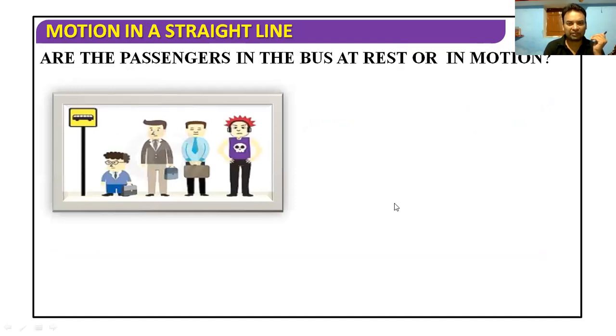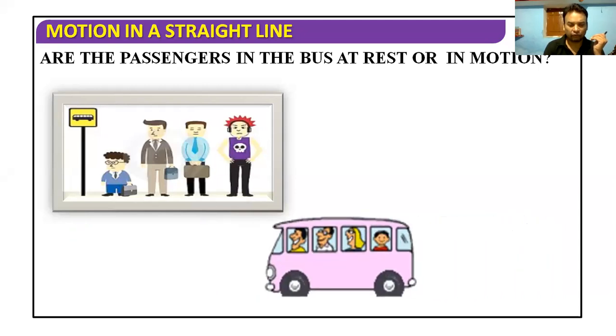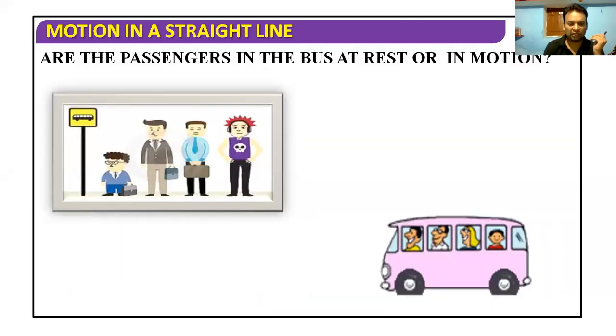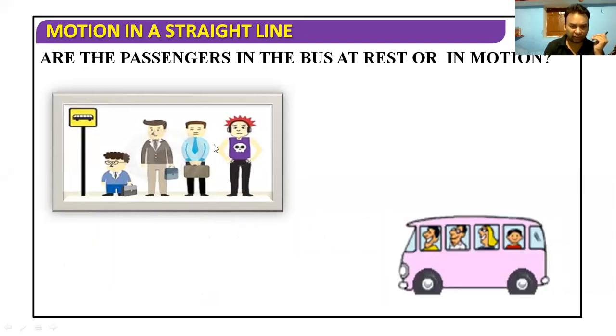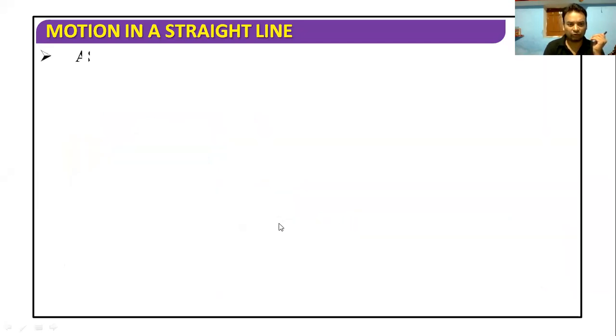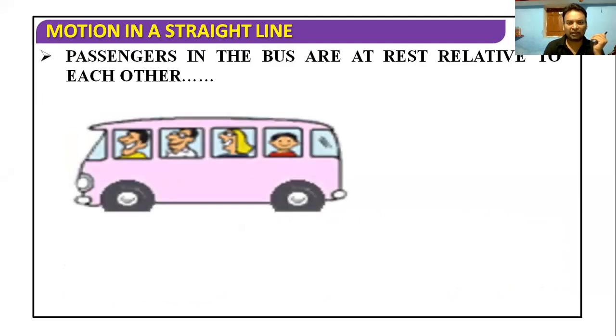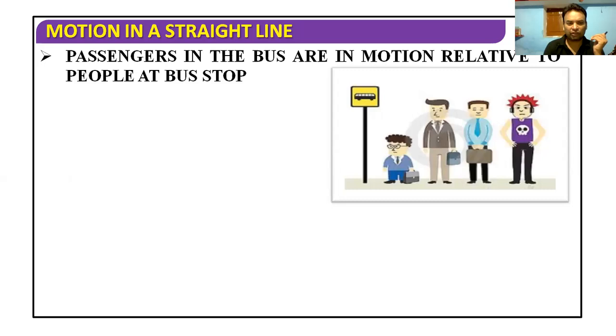Are the passengers in the bus at rest or in motion? So the passengers are sitting in the bus. Are they in rest or motion? The bus itself is moving. So with respect to each other, all the passengers are in rest. Even with respect to the bus, they are in rest. But with respect to the person standing outside on the road, the passengers are in motion. So passengers in the bus are at rest relative to each other, but they are in motion relative to the people at the bus stop.